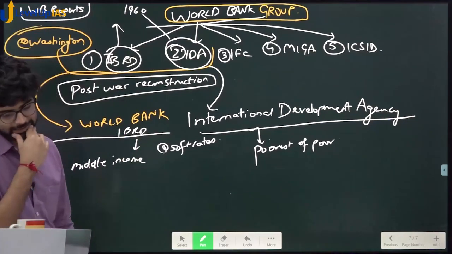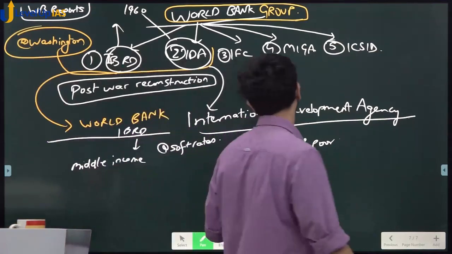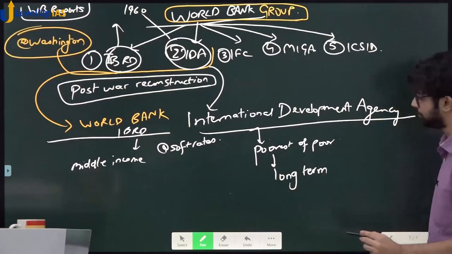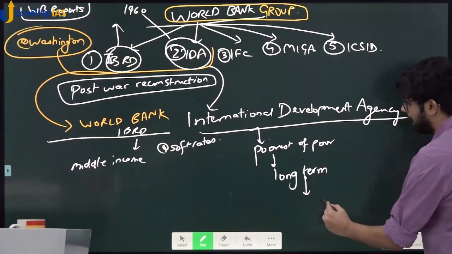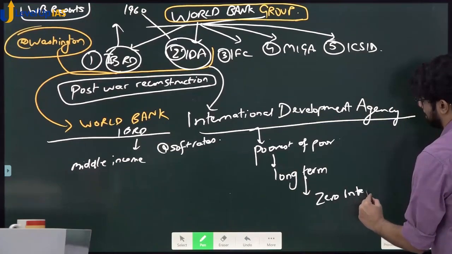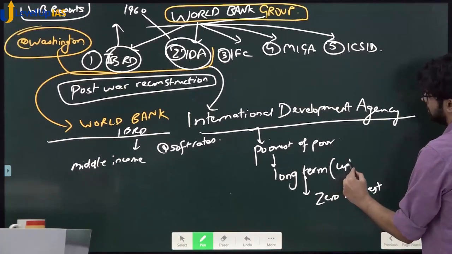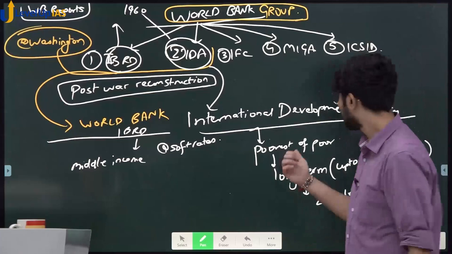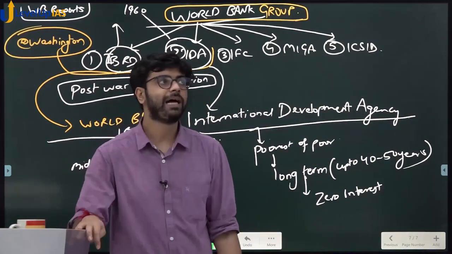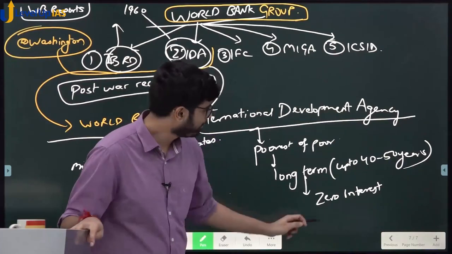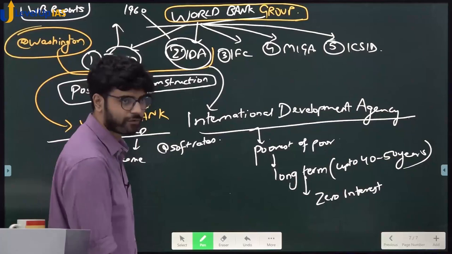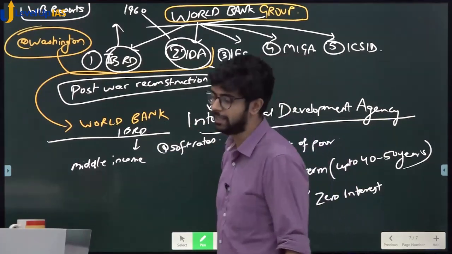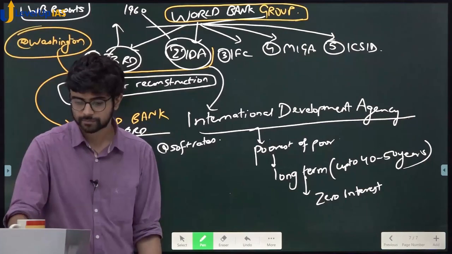soft rates. Now IDA also gives loans on a very long term basis. Why? Because they are poor countries, always remember, so they have very favorable loan terms. Long term loans, and sometimes even at zero interest. Long term means up to 40-50 years; after 50 years you have to repay. And the concessional rate, the soft rates we talked about, can go as low as 0.1% interest, and sometimes zero interest also. IBRD also gives at soft rates, but not as low as IDA. IBRD also gives long term, but not as long as IDA. Understood? Okay?